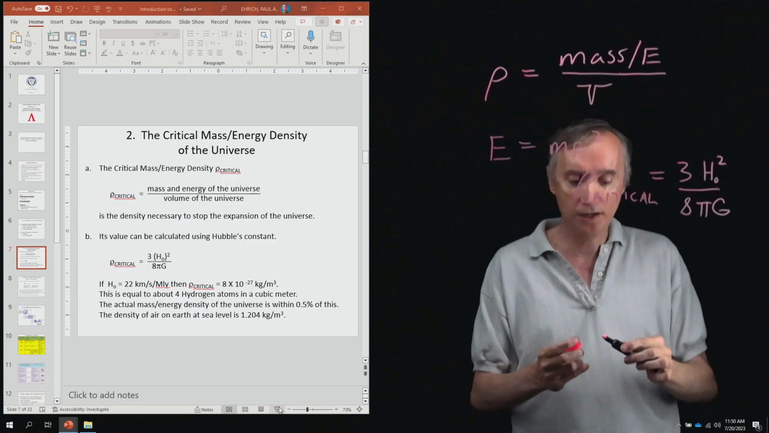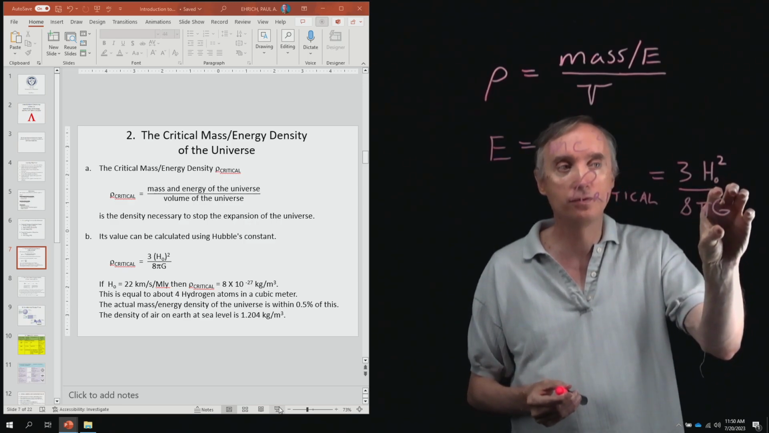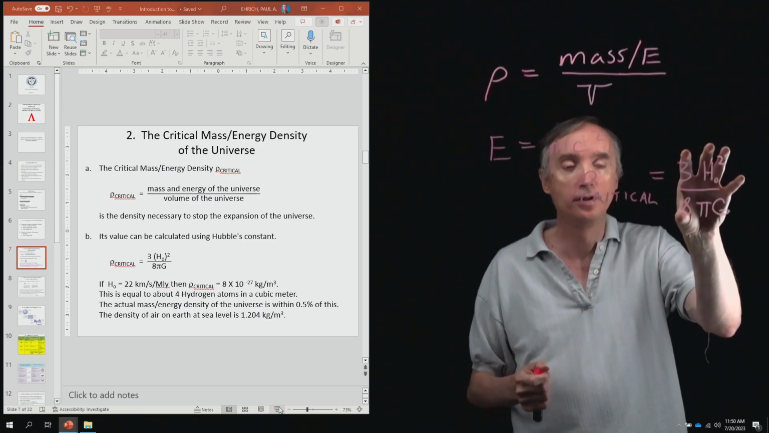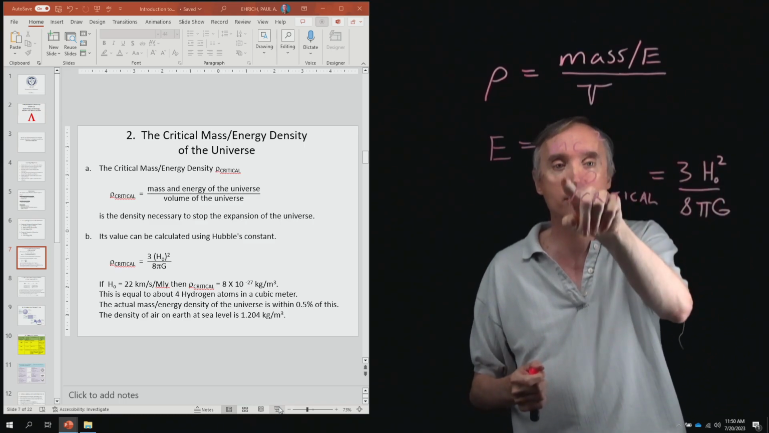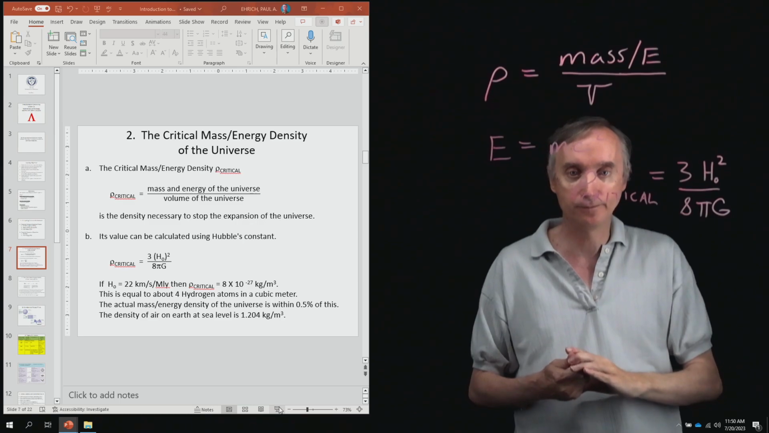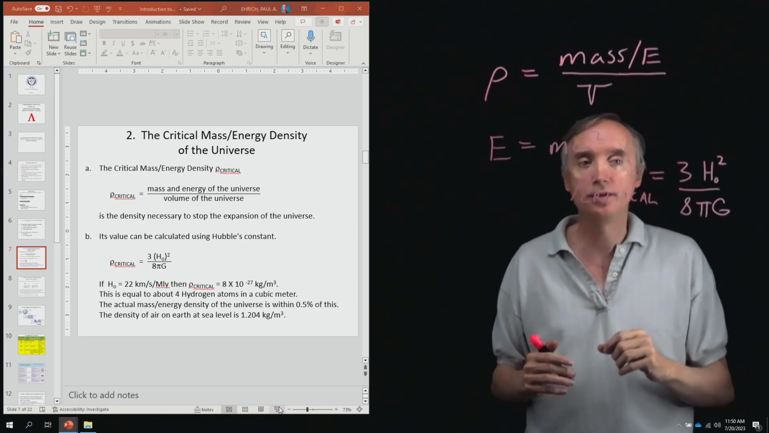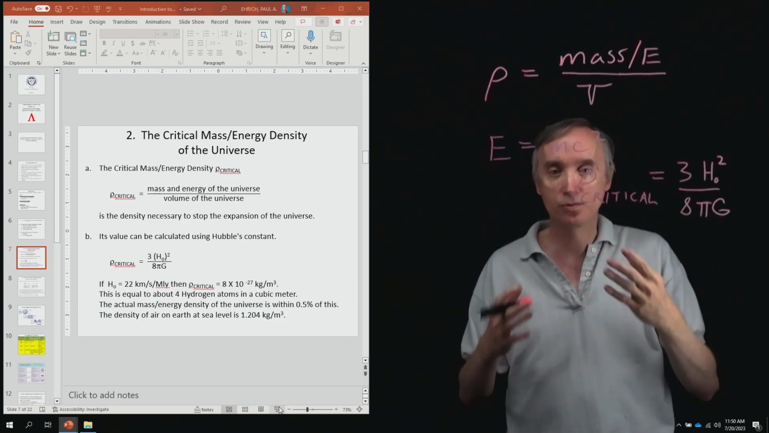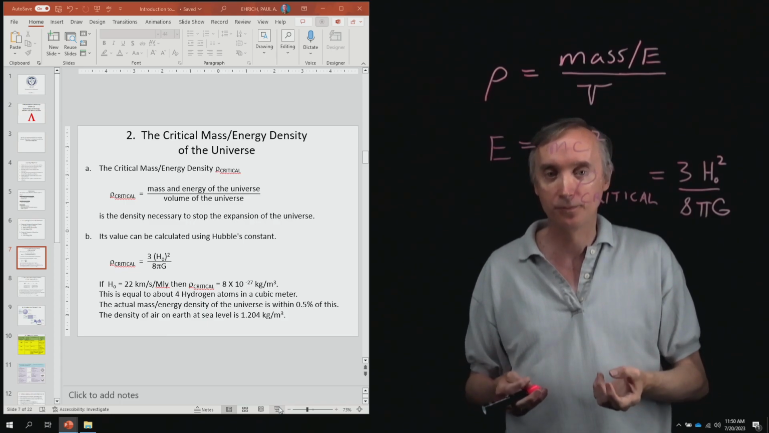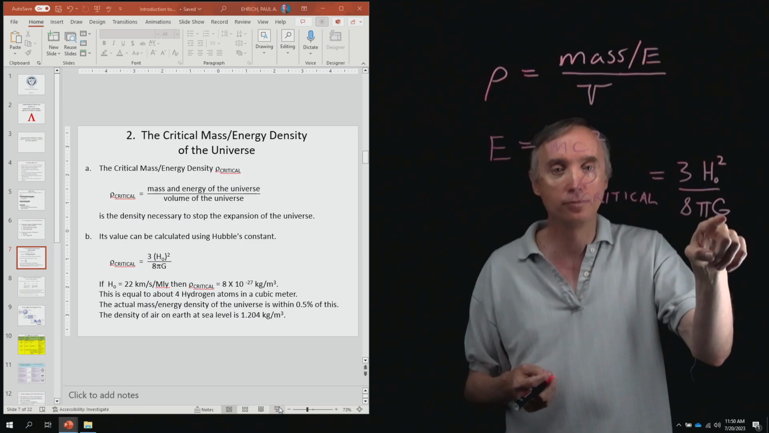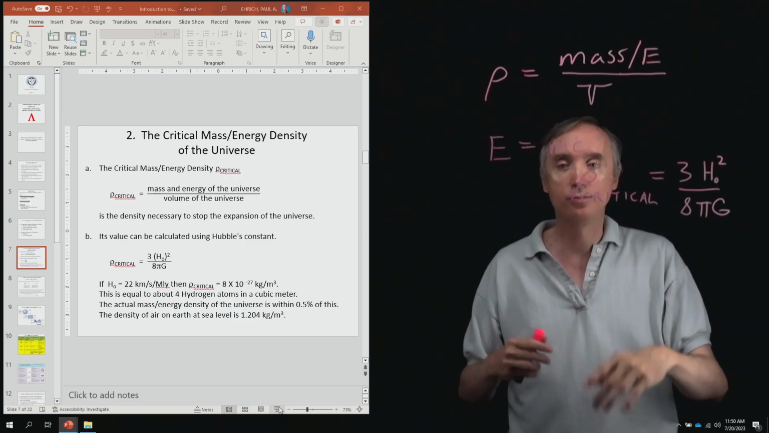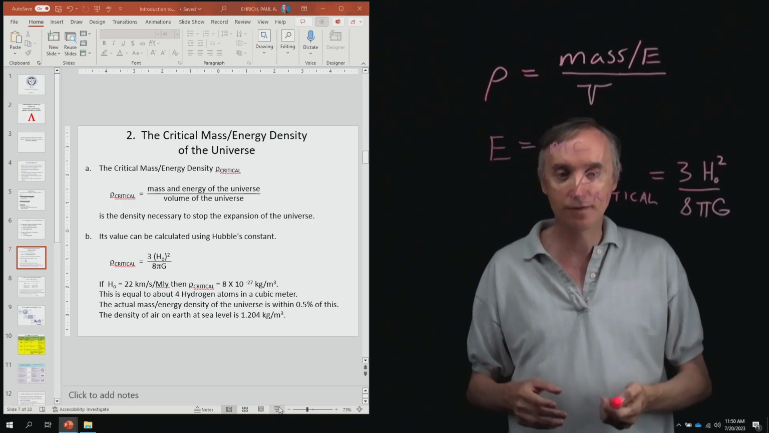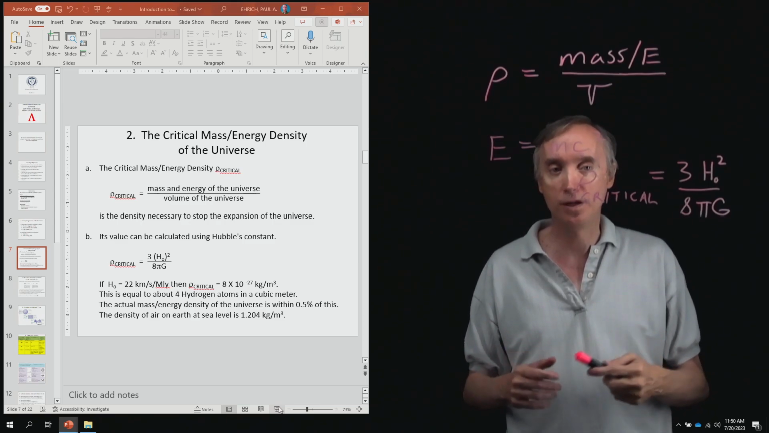So you've got these two competing things, gravity trying to pull the universe in, Hubble's constant trying to push the universe out, and the two of them put together determines what the critical density of the universe has to be. So we can plug in the current accepted value for Hubble's constant, which is 22 kilometers per second per mega light year, and then plug in the current value for the gravitational constant, and then we end up with a critical density of 8 times 10 to the negative 27th kilograms per cubic meter.